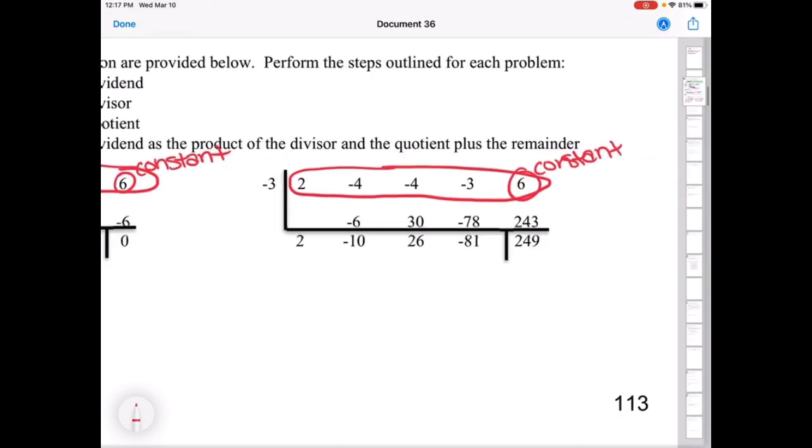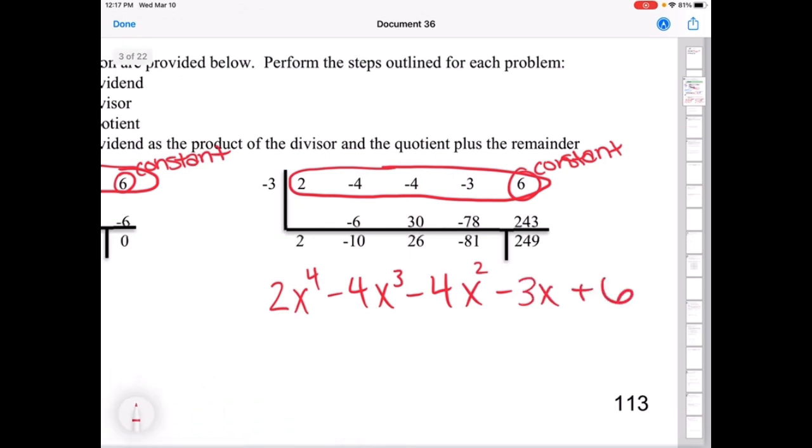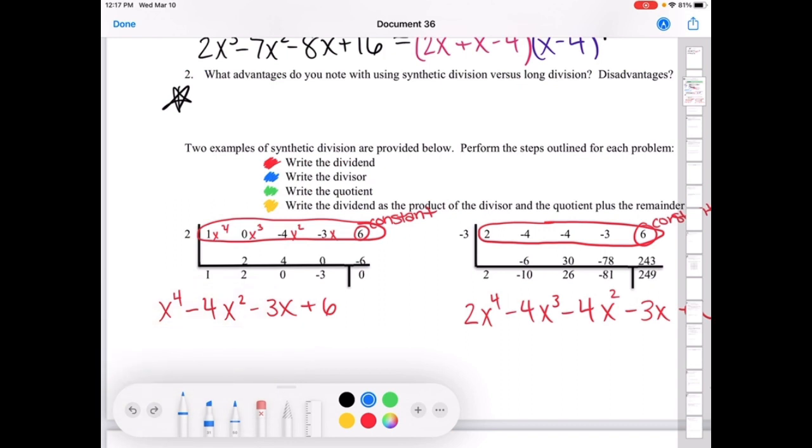My dividend here is going to start with 2, and here I know my 6 is my constant, and it's going to go up in degree from there. So I see 1, 2, 3, 4 spots. I'm probably going to have x to the 4th power. So I'm going to have 2x to the 4th minus 4x to the 3rd minus 4x to the 2nd minus 3x plus 6.